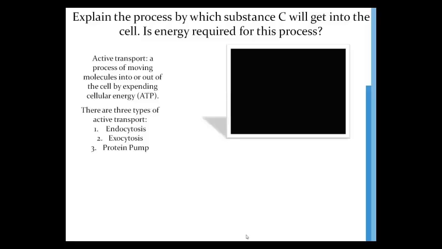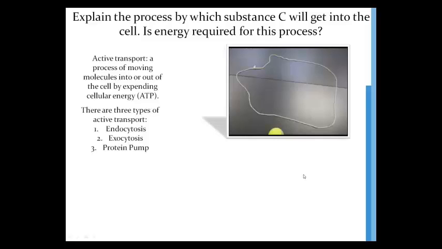Explain how substance C will get into the cell. Is energy required for this process? So active transport is the process of moving molecules into or out of the cell by expending cellular energy, which is called ATP. There's 3 types of active transport that we focused on. There's endocytosis, exocytosis, and protein pump. So first I've got a short video that shows you in very simple terms what endo and exocytosis are.